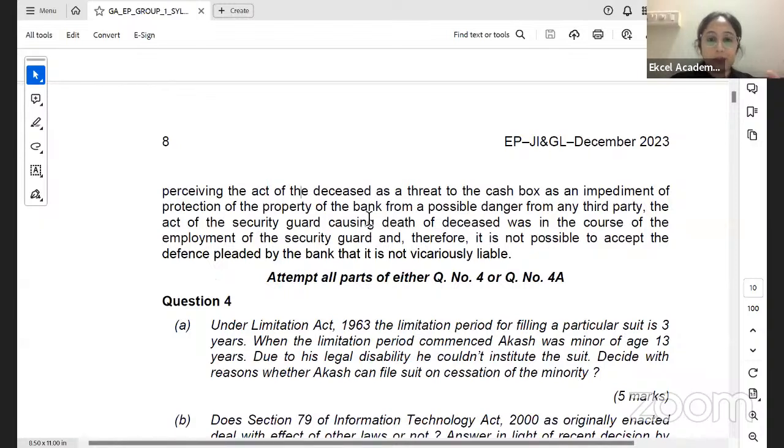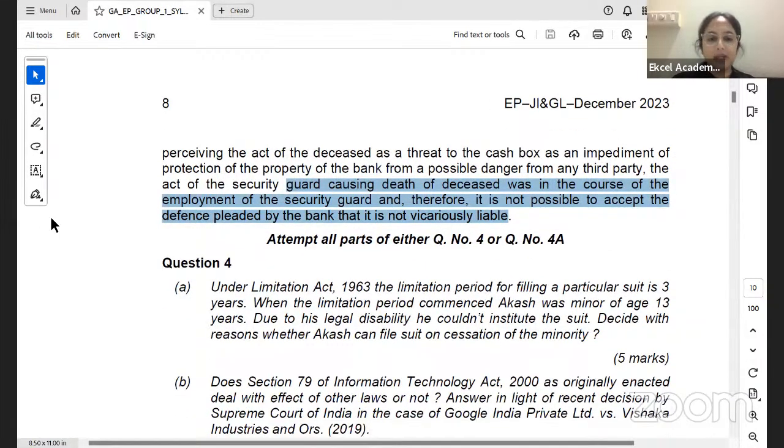So he's expecting a possible danger from the third party, so he is trying to avoid it. So the act of the security guard causing the death of the deceased, that is John, was in the course of employment, and therefore it is not possible to accept the defense pleaded by the bank that it is not vicariously liable. That means whatever Mrs. Maria is telling is right. The bank is vicariously liable.